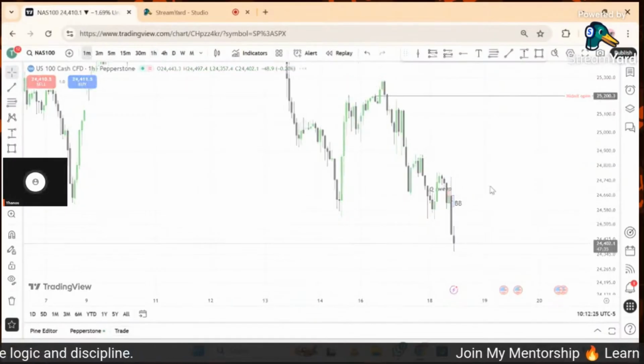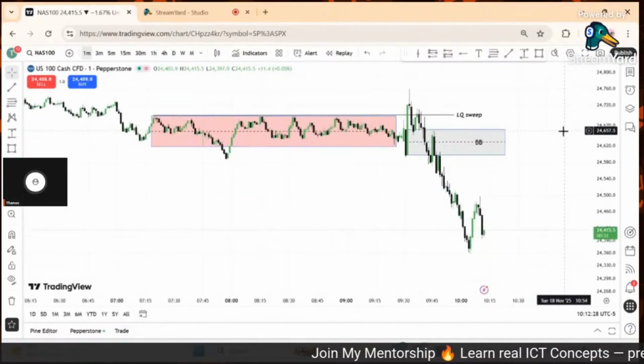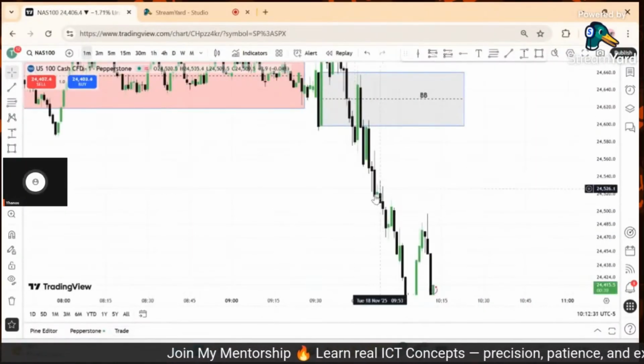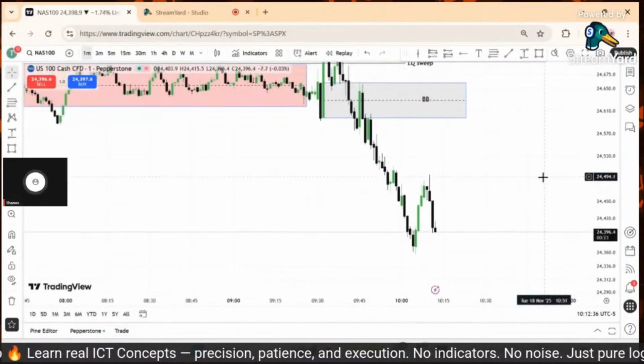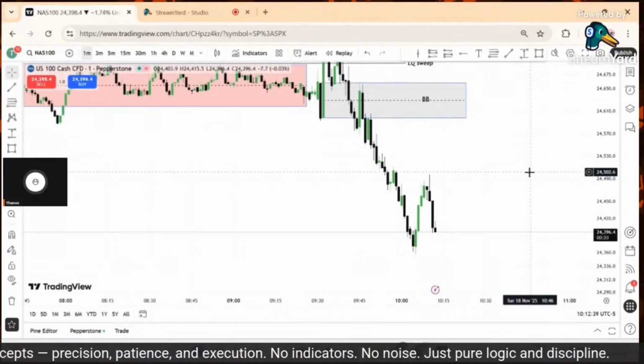So this 1 minute time frame gave me the confidence to hold my trade up to my TP. So that is the trade that I have taken, and I think I'm done.